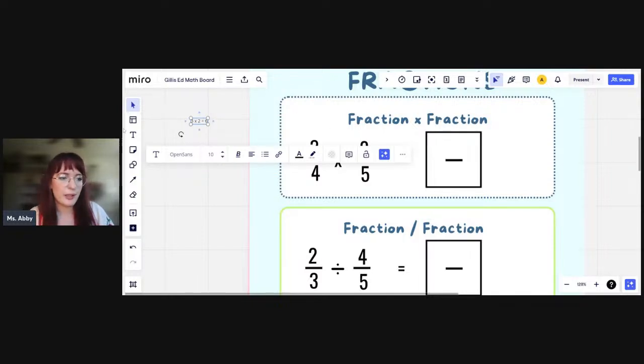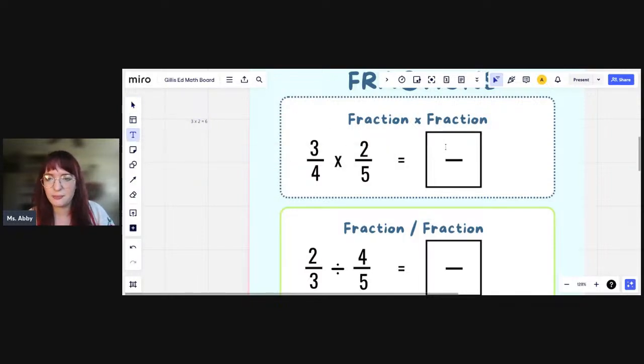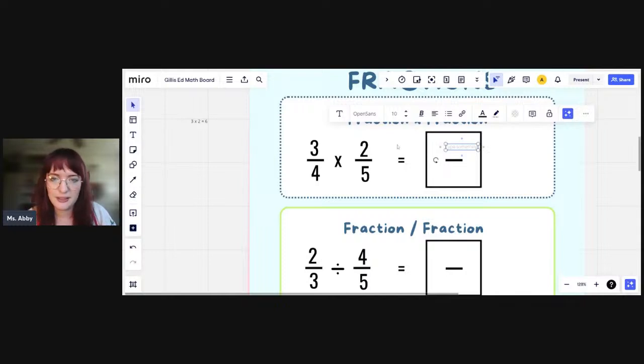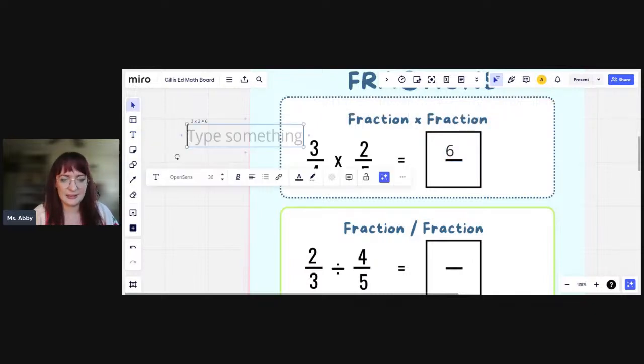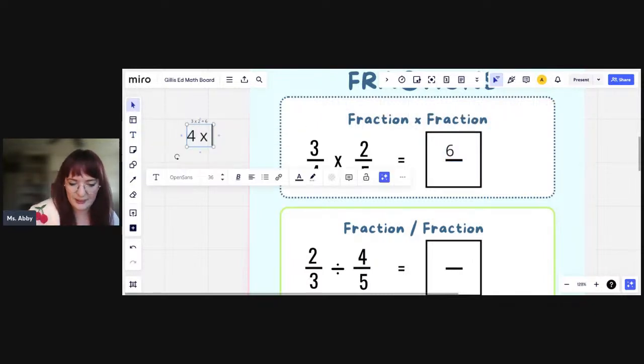So we know that the numerator in our answer is going to be a 6. So I'm going to put a 6 right here, and I'm going to make it a little bit bigger because we have room in this box. So we have a numerator of 6 right here. And then we're going to multiply the denominators. So when we multiply the denominators, we get 4 times 5, which is 20.